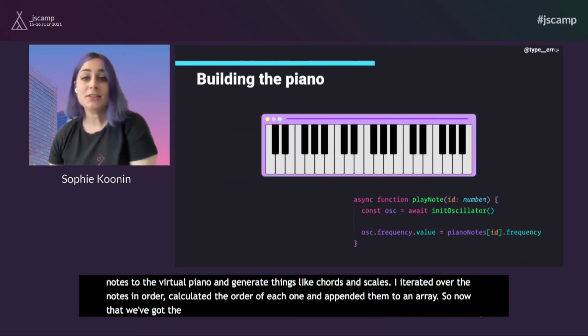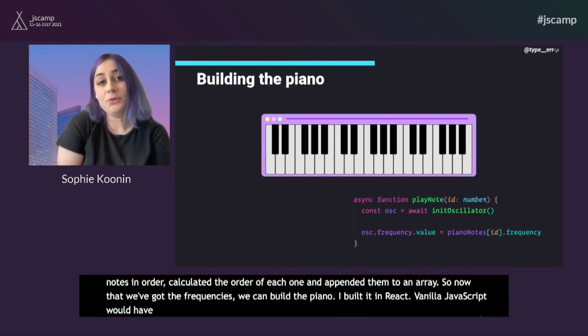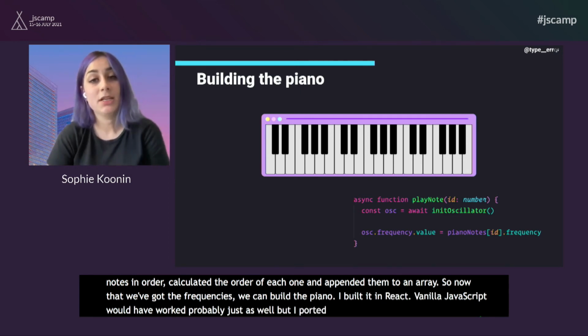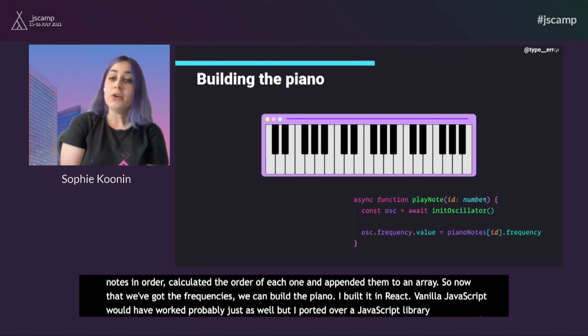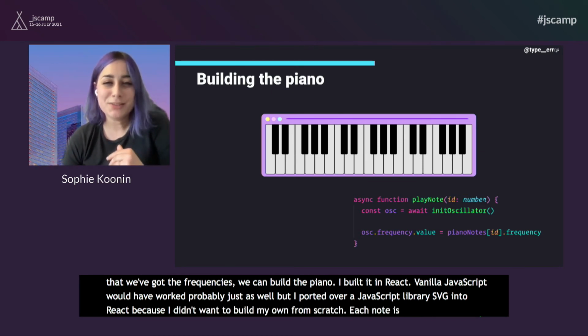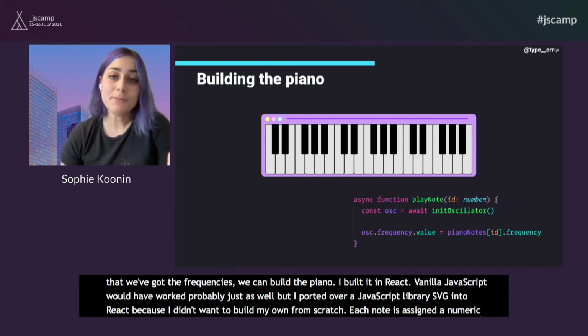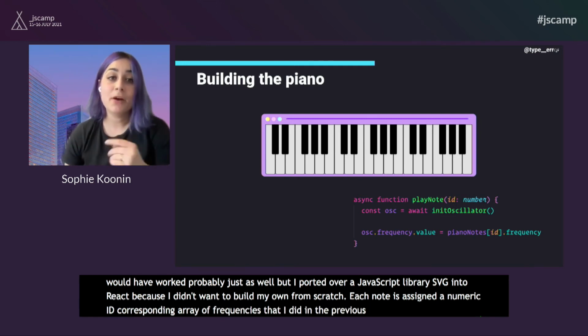I built it in React. Vanilla JavaScript probably would have worked just as well, but I ported over a JavaScript library called Piano SVG into React because I didn't really want to build my own from scratch. So each note is assigned a numeric ID corresponding to its position in the array of frequencies that I generated in the previous step.